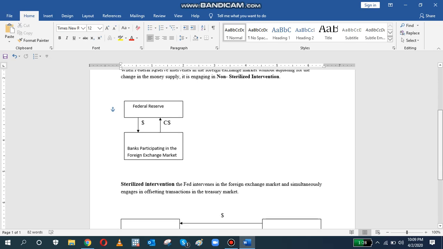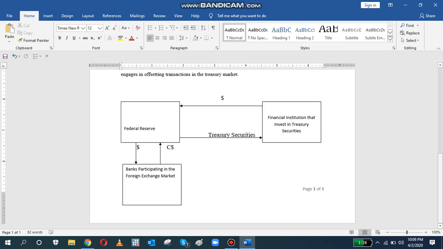In sterilized intervention, what will the government do? The Federal Reserve will sell the Canadian dollars in the market and will buy the US dollars. As a result of that, the quantity supplied has reduced in the market. So what will Federal Reserve do to increase the amount of dollars supplied in the market? It will buy back the treasury securities from the financial institution that invest in treasury securities.